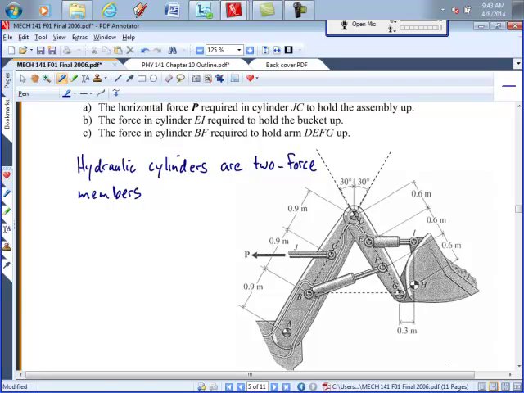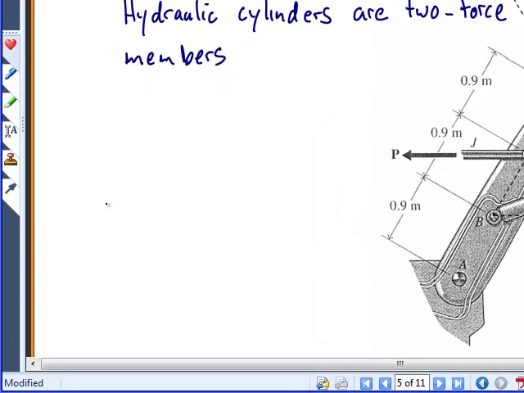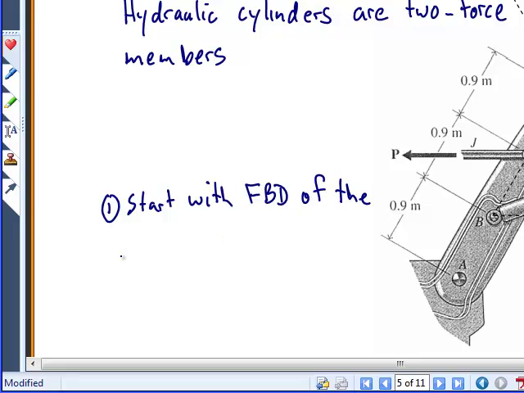So since we're asked for everything, I think I would start with this one and then work my way back towards A, so that the free body diagrams would be getting simpler, rather than do one that's the whole thing. So I would start with this free body diagram of the bucket.